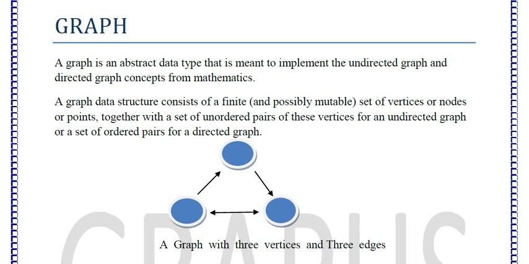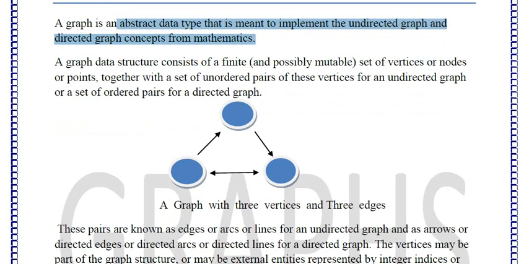Hello everyone. Today we will discuss graphs in the data structure section. A graph is an abstract data type, that means the implementation of the undirected or directed graph in mathematical notation.